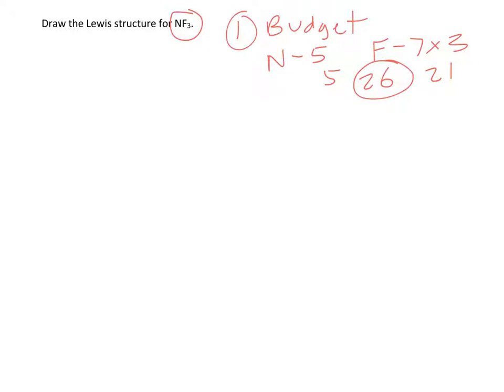So what that means is there can be no more than 26 electrons in my final Lewis structure. In fact, I have to have exactly 26. I can't have under either.